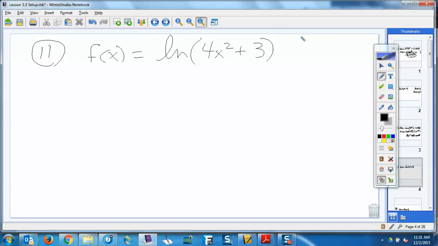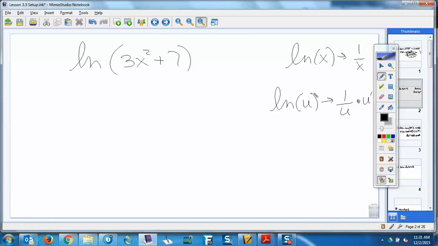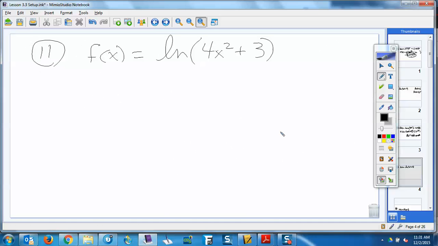Okay, so again, the rule is ln of something, it's 1 over that, and then times the derivative of the inside. So the derivative of this would be 1 over 4x squared plus 3 times 8x. Now I didn't put parentheses because that 3 disappeared. But if this would have been a 3x here, then we'd have had 8x plus 3, and that absolutely would have needed to be in parentheses, right? That's it. But since it's just an 8x, we got that.